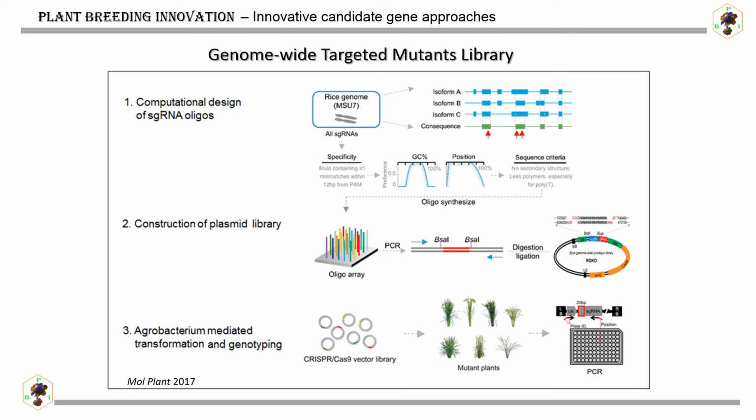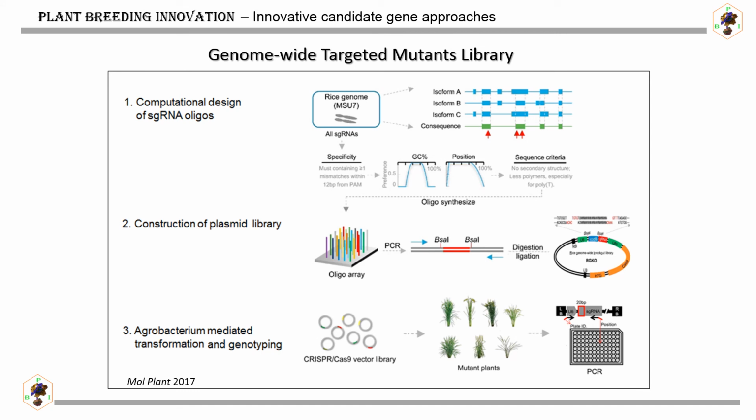Second, construction of the plasmid library. Oligos are synthesized by array-based oligonucleotide pool synthesis. Oligos are amplified by PCR and the oligo pool is cloned into the CRISPR-Cas9 binary vector. The accuracy and coverage of the pooled plasmid library are tested by single sequencing and deep sequencing respectively. Also, the accuracy and coverage of the sgRNA library in Agrobacterium are tested.